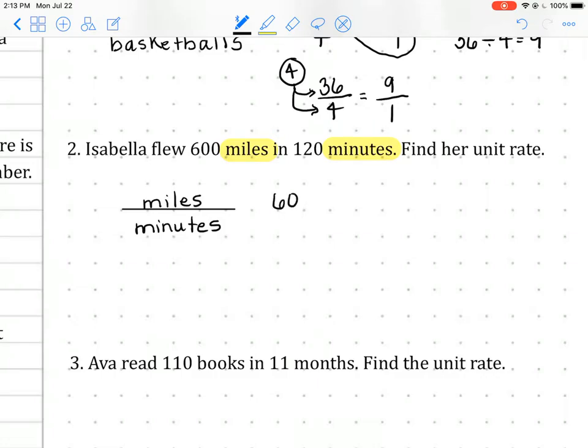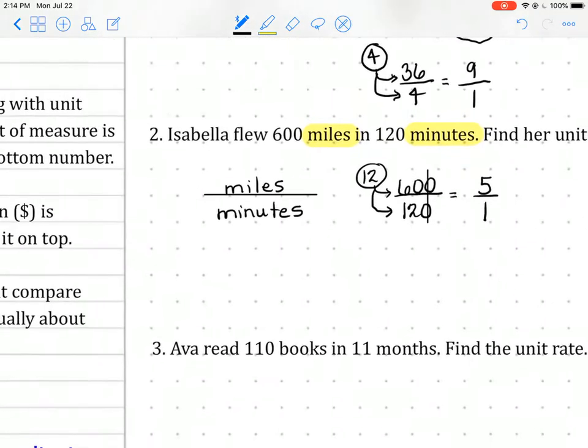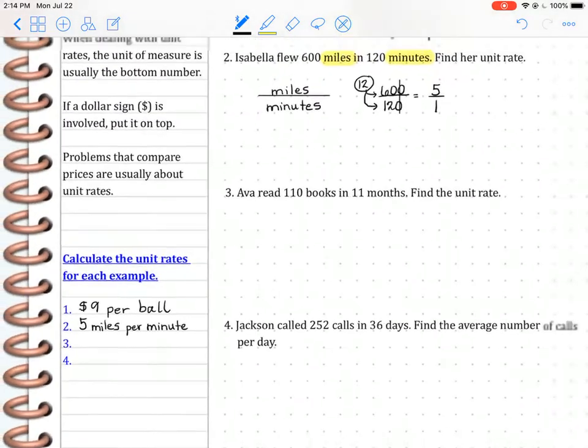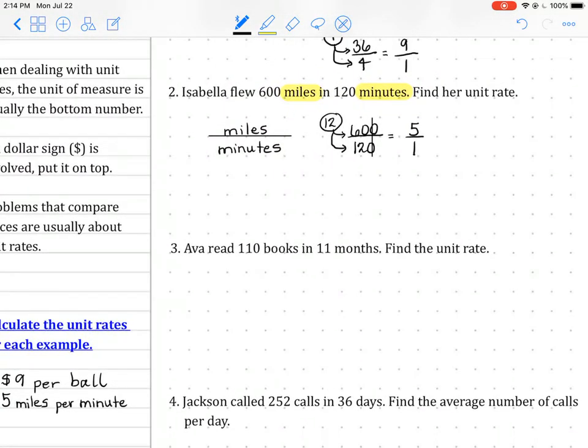So 600 miles in 120 minutes. And we need to simplify that. You can use your calculator, or you can take off a 0 and then simplify by 12, because remember we want a 1 on the bottom. So 5 to 1. So this ratio is 5 miles per minute. So that would be 300 miles per hour. This is probably a small airplane or a large airplane. It's something that's moving pretty fast.